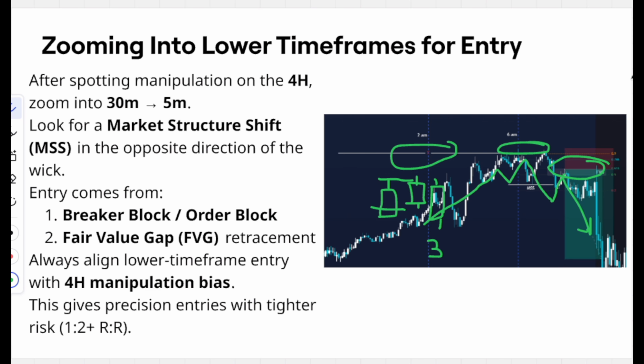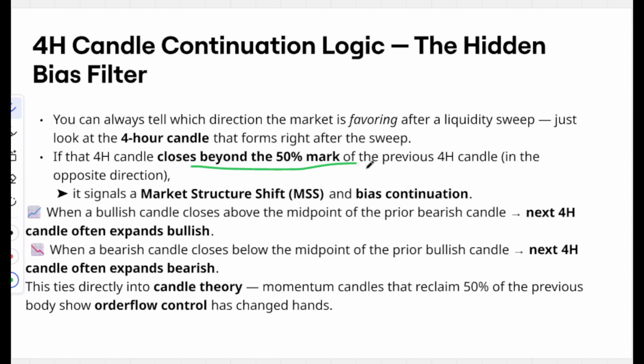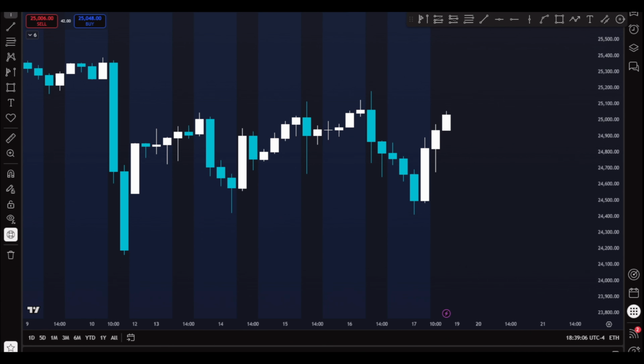So what we want to look for, again, this is very important to highlight, is mainly this. When you look at the 4-hour candle, it must go beyond the 50% mark. If you're bearish, you want the next candle to be opening bearish past the bullish candle by more than 50%. Vice versa, if you want to be bullish, the bullish candle must close above 50% of the previous bearish 4-hour candle. All right, so now let's dive into the live chart.